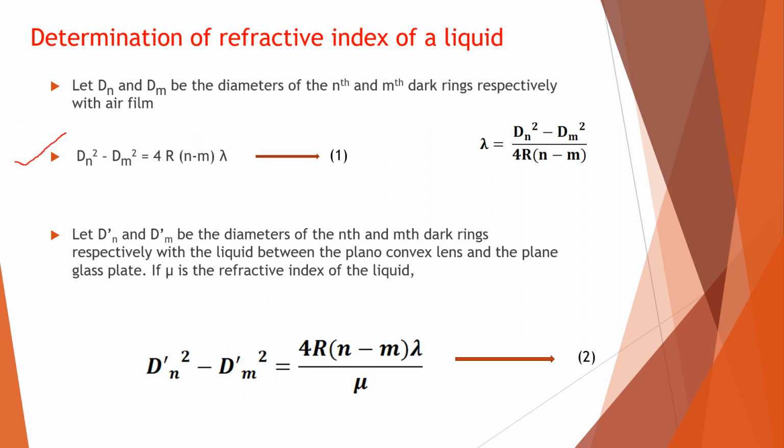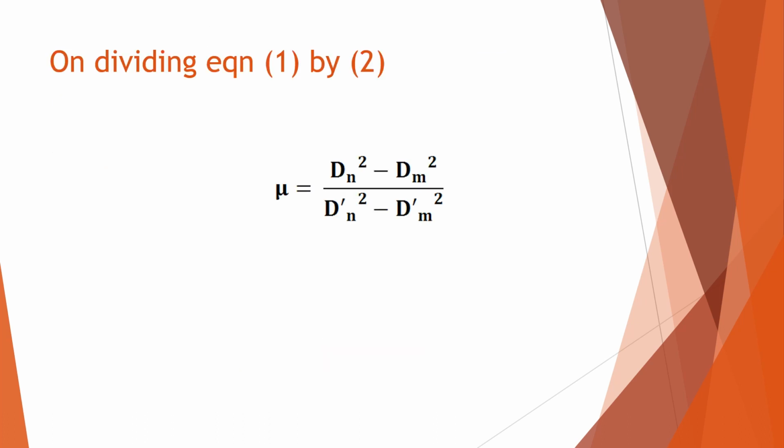Please note that in equation 1, these diameters, that is dn and dm, we got using air film. Whereas in equation 2, these diameters, that is d dash m and d dash n, we got while using liquid film. Now you divide these two equations. On dividing equation 1 by 2, you will get the value of refractive index mu as dn square minus dm square by d dash n square minus d dash m square.